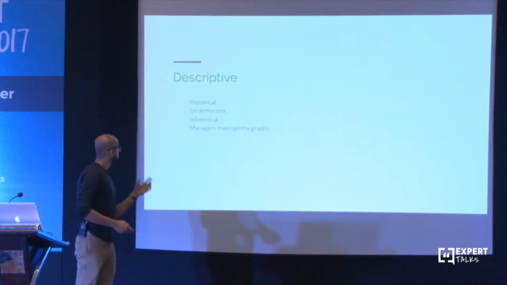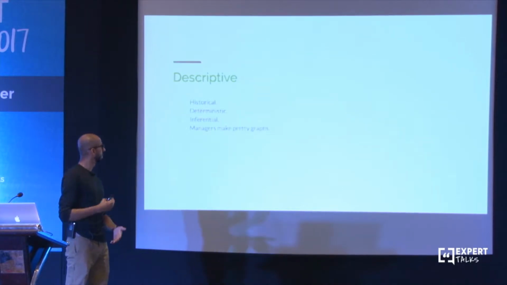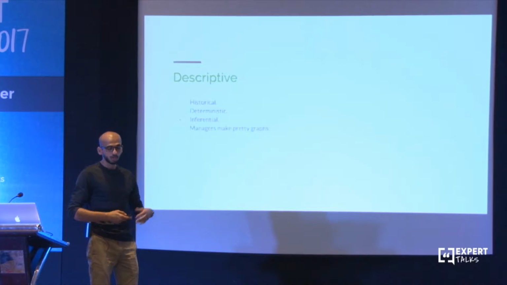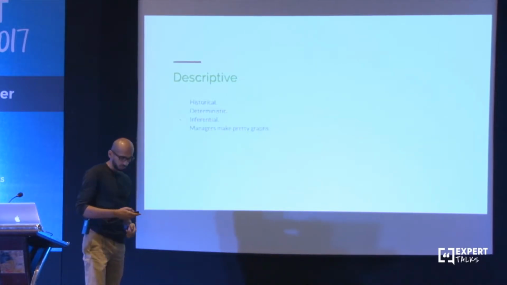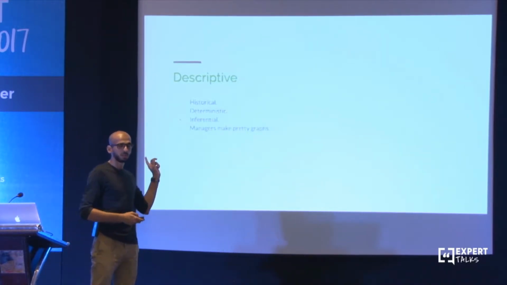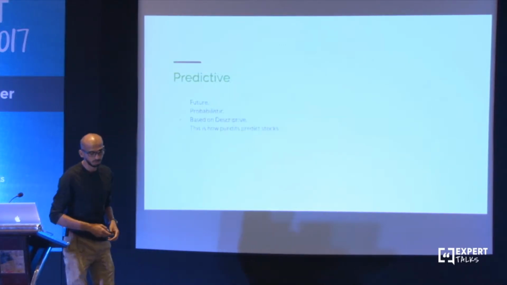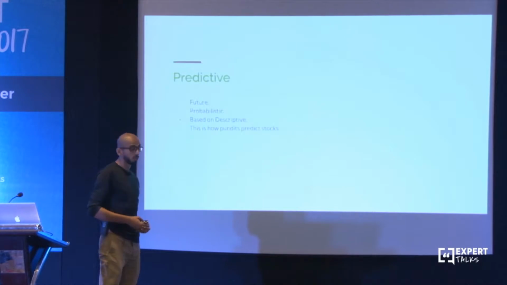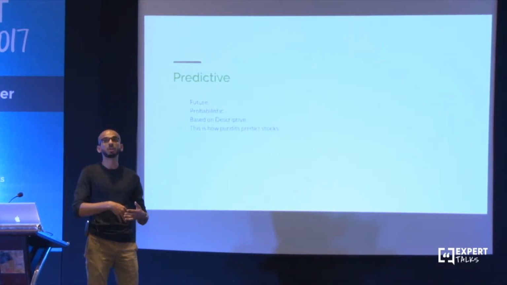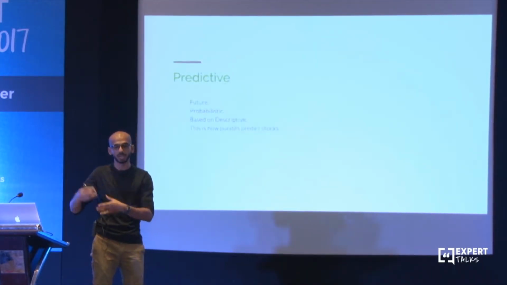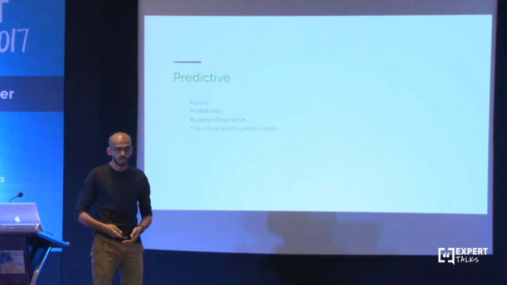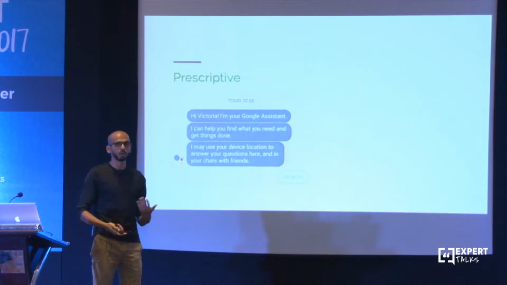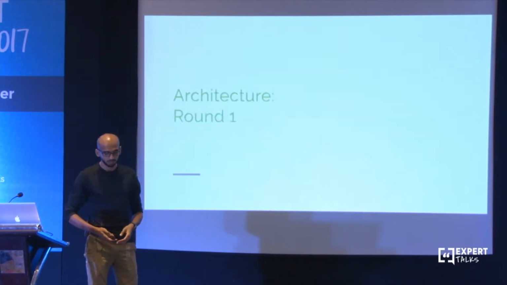Just a quick walkthrough. Descriptive is mostly done on historical, deterministic data. It's of the manner of inferential. Managers usually make just pretty graphs out of it. A friend of mine makes a lot of money just doing this. So, yeah. Predictive is future. It's probabilistic in nature. It's based on descriptive, and you try to take that information and guess what's going to happen later. Prescriptive is, well, Google Assistant, all kinds of things. Most common example that I could think of.